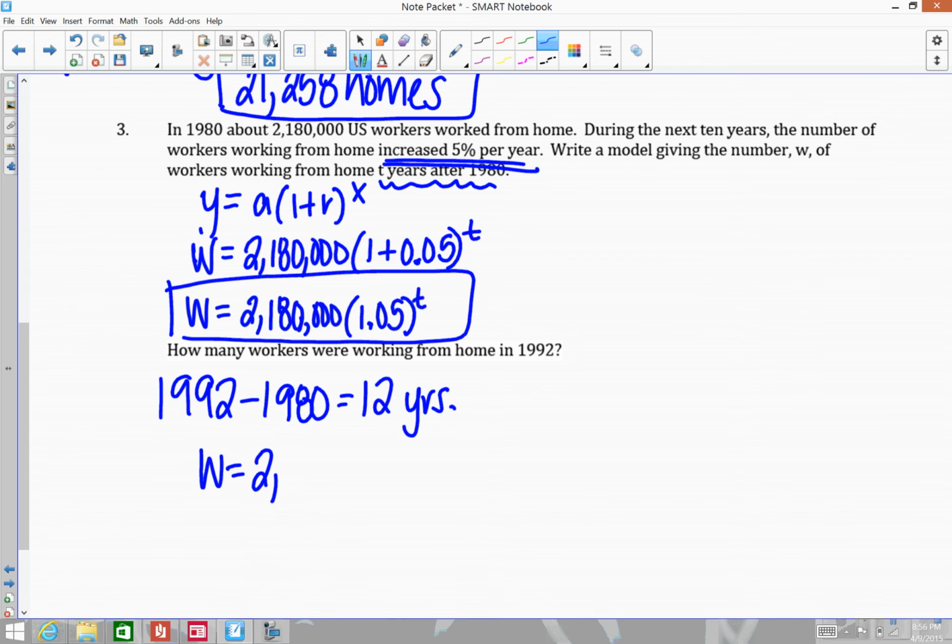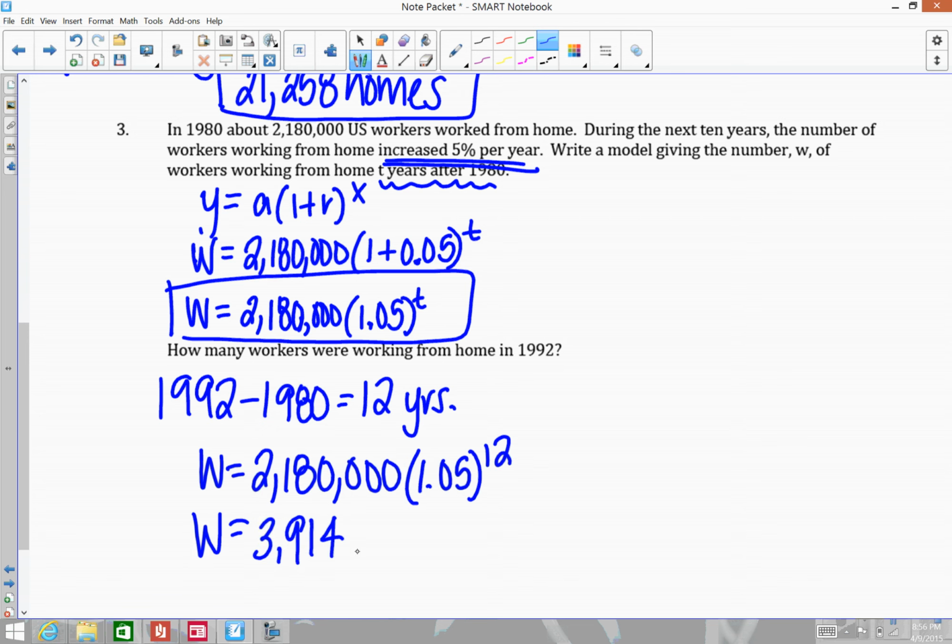So we have 12 going in for T in the previous equation. So we have 3,914,966.791, and it's workers. So it doesn't make sense to say that you have 0.791 of a worker.